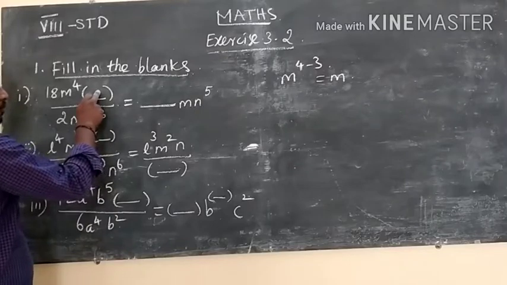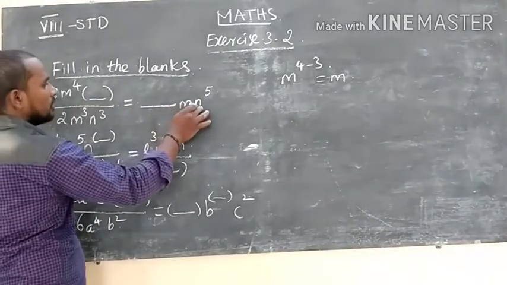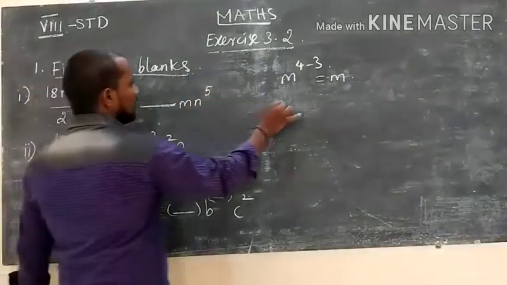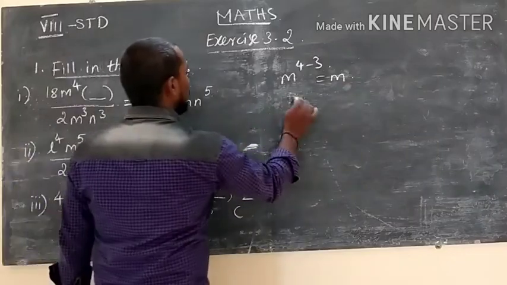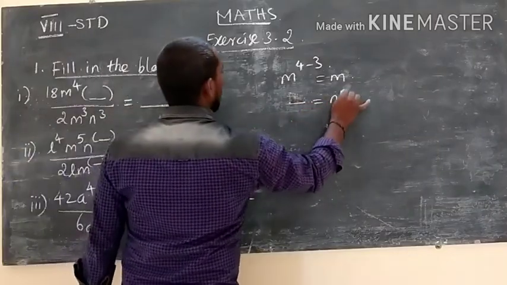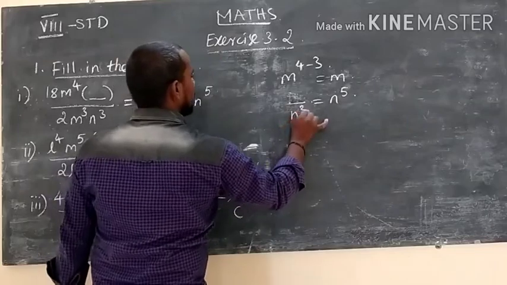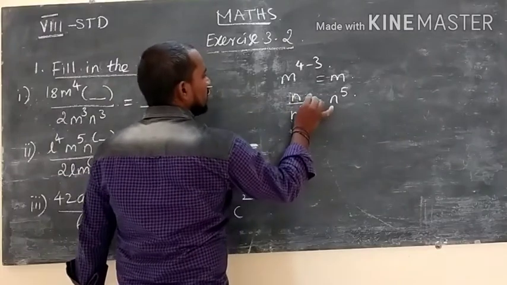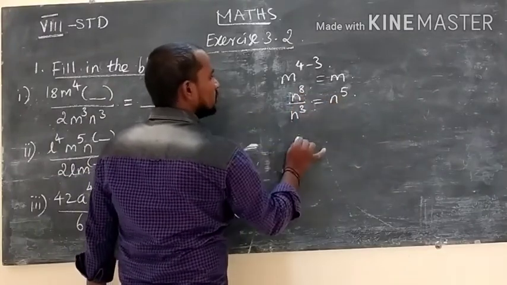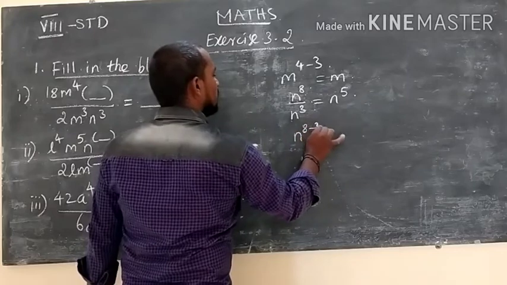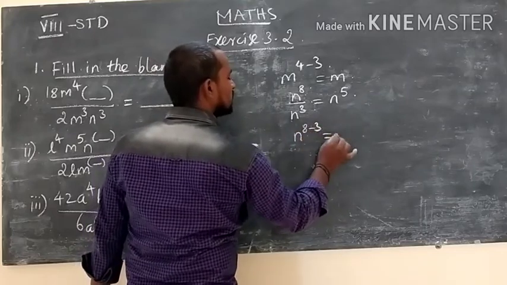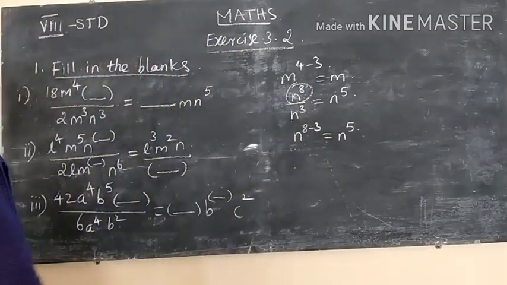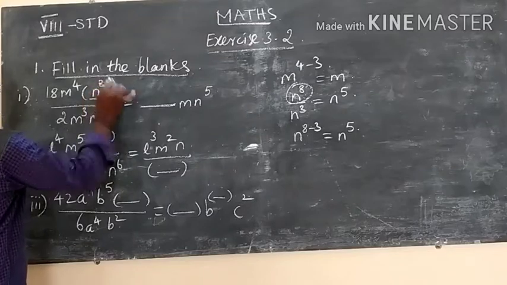Here the n value is not given, but the answer is n power 5, while the denominator is n power 3. Okay. So if n power 8 is given, then n power 8 minus 3, which is 8 minus 3, is n power 5. So what we want is n power 8. Okay. This is n power 8.